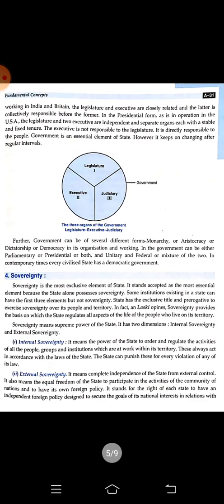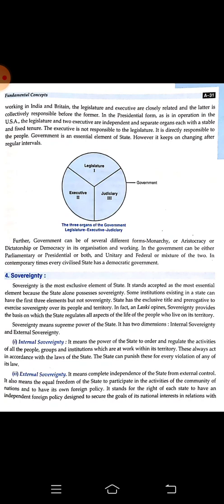Government can be of several different forms. It can be monarchy, which means king and queen, aristocracy, dictatorship, democracy, even parliamentary form, presidential form, unitary form, federal form, or a mixture of unitary and federal, or a mixture of presidential and parliamentary. It can be democratic or non-democratic. All these are different types of government. These are the forms of government.